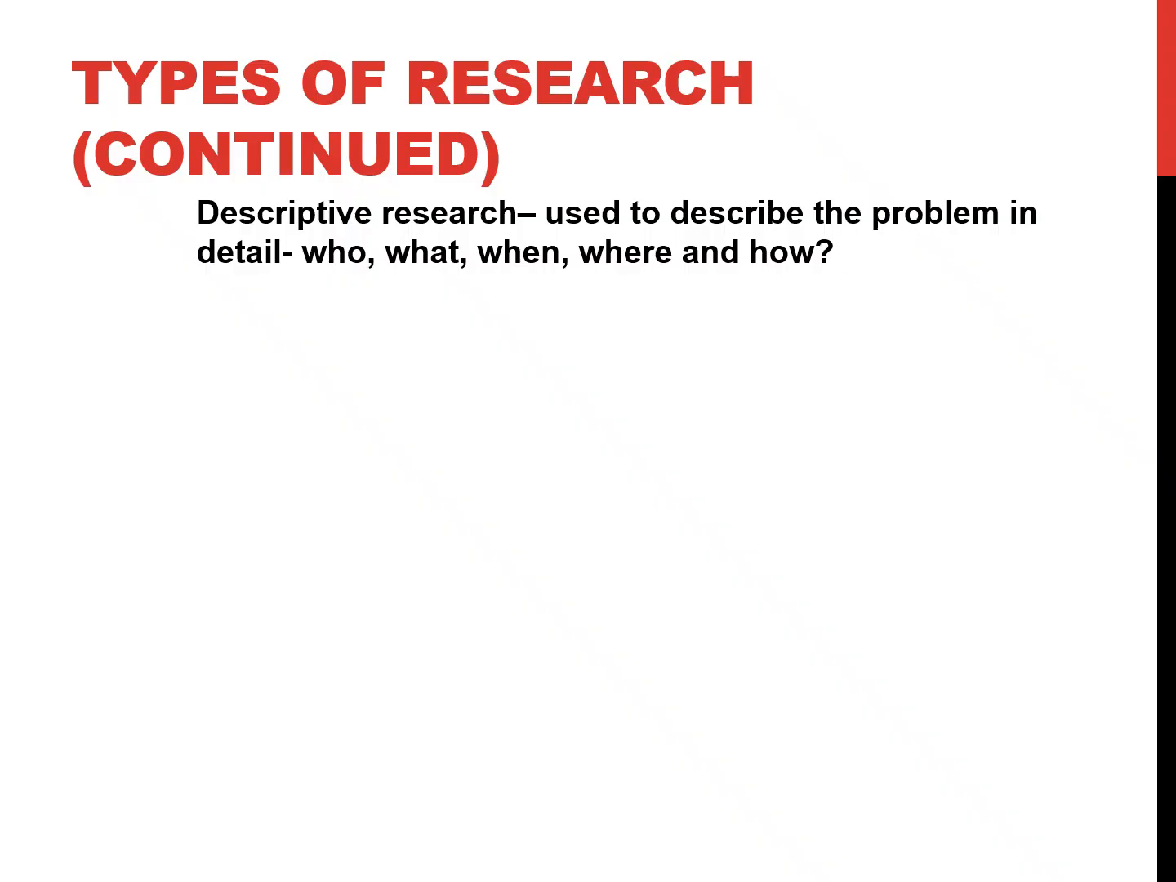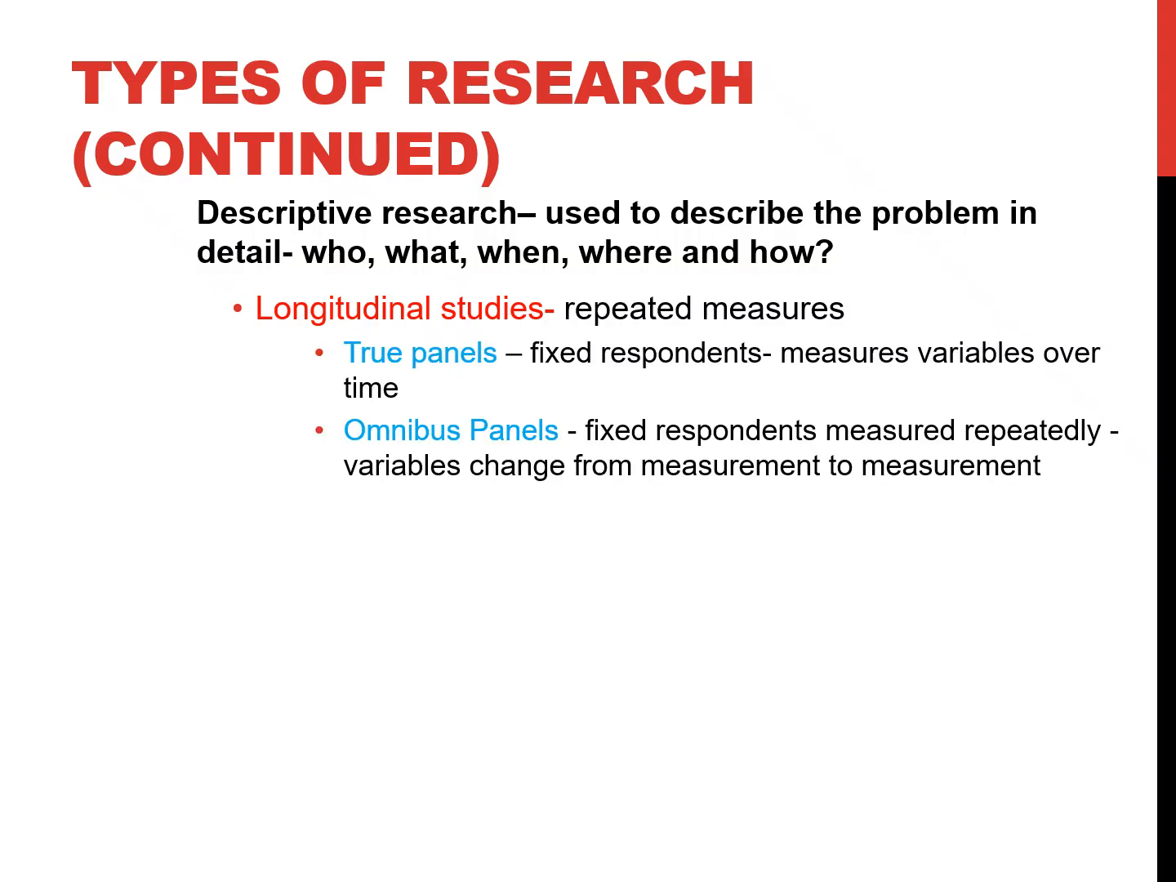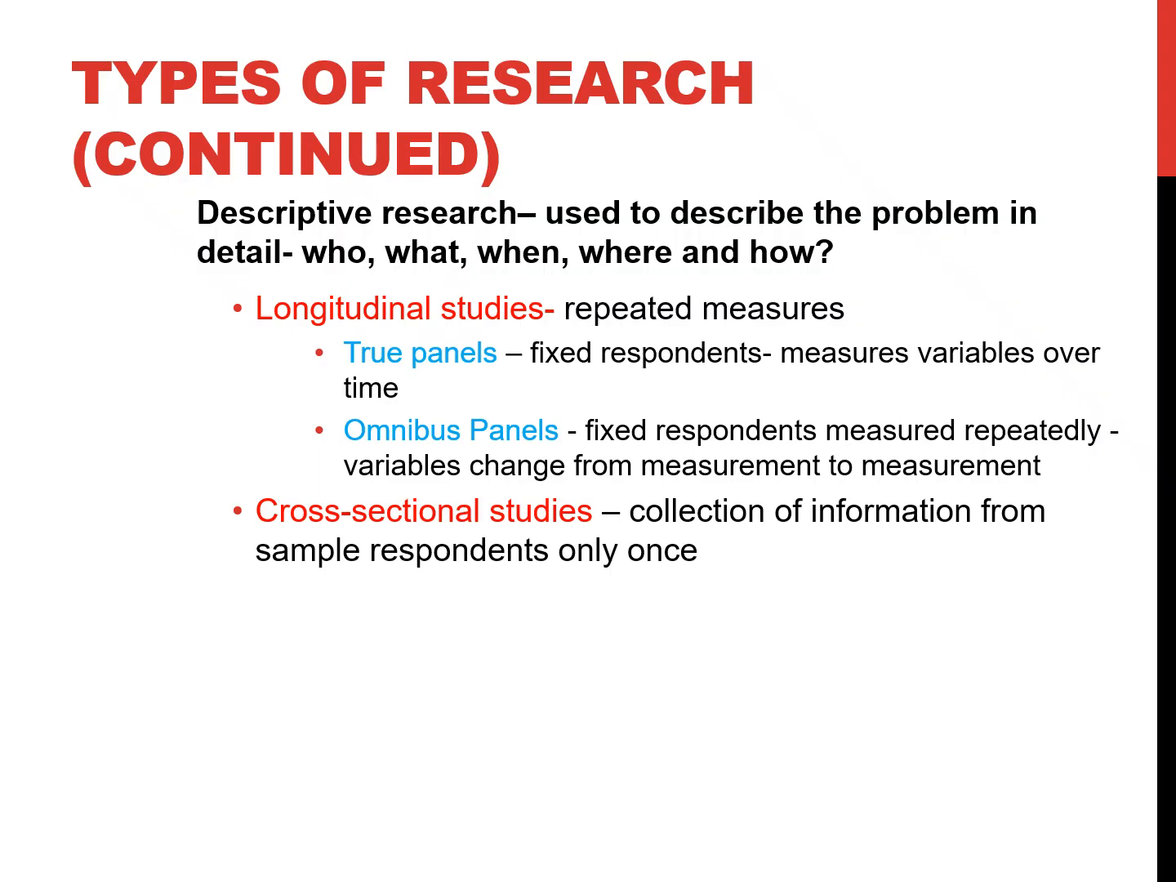Then looking at descriptive research. It's really used to describe the problem in detail: who, what, when, and how. And the different ways of looking at longitudinal studies, and that's quite obviously time consuming because you do it over a period of time. There are a number of different ways of looking at it. There's true panels, omnibus panels, but typically what we would do is use cross-sectional studies. So you collect information from sample respondents only once, and that's typically what we would do.